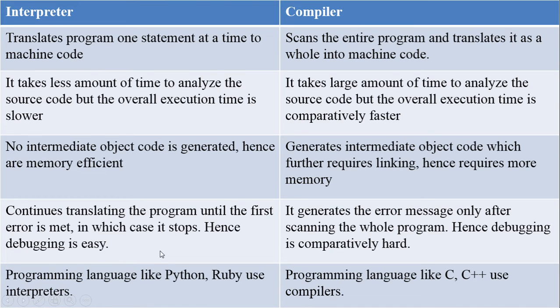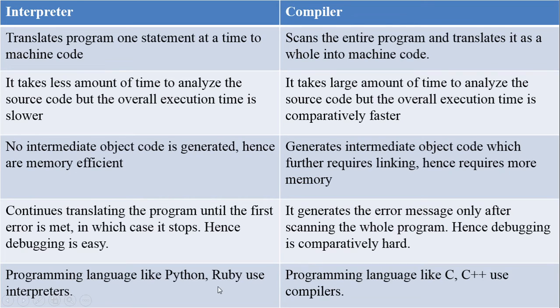But here it performs line by line conversion. So whenever it finds the presence of an error, it directly generates the message and stops the conversion. So debugging is simple in the case of an interpreter and comparatively hard in the case of compiler activity.